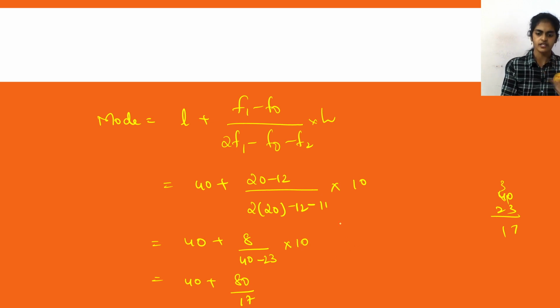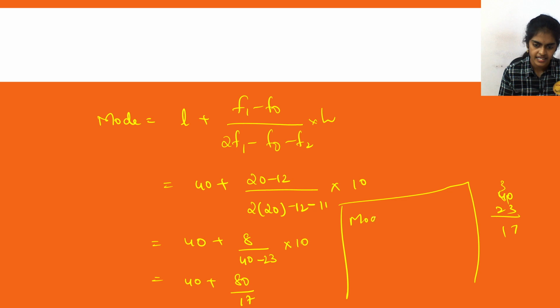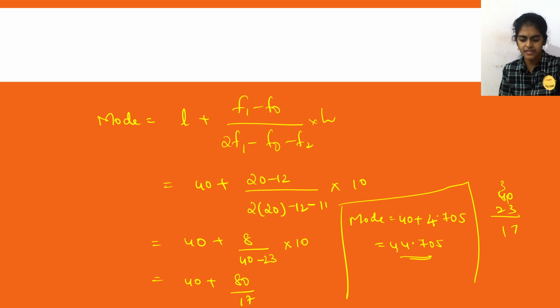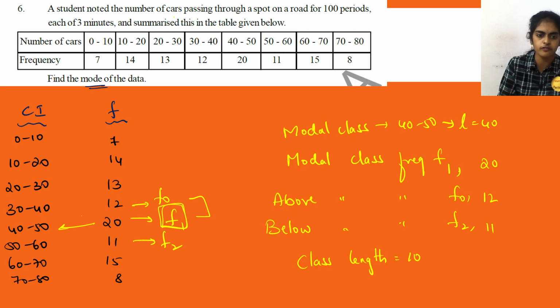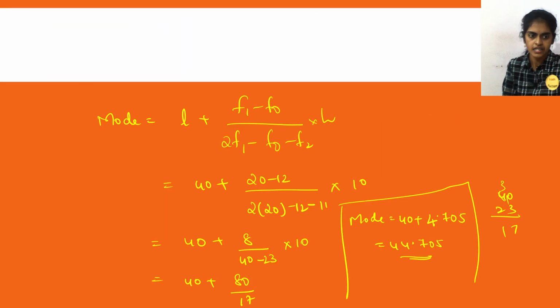Okay, so now you'll have to simply calculate the value. Mode is equals to 40 plus 80 divided by 17. So you will get around 4.705. Okay, so approximately 3 decimals I am taking. So you will get 44.705 as a mode. That means these many are the maximum number of cars which are passing. Clear beta? So I hope the session is very clear for you.